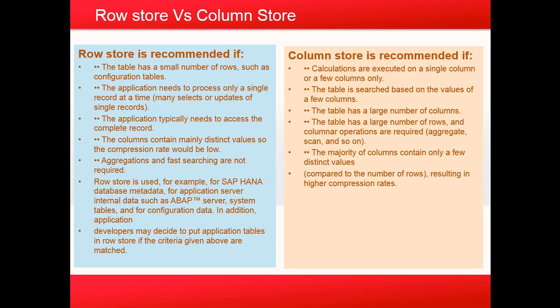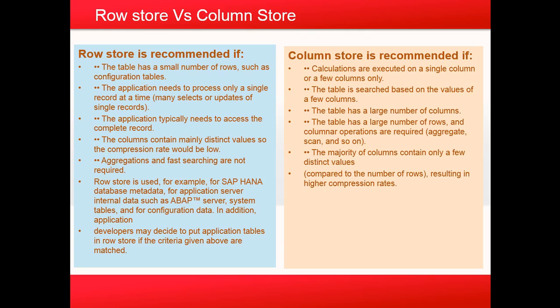Next, if the application needs to access the complete record, then it is advisable to go for a row store table. Then, say for example, aggregation and fast searching are not required, because the size is pretty small. That is one area where to go for row store. Then row store is used for the SAP HANA database metadata, and for application servers' internal data such as the ABAP server, system tables, and configuration data. All of this uses a row store table.